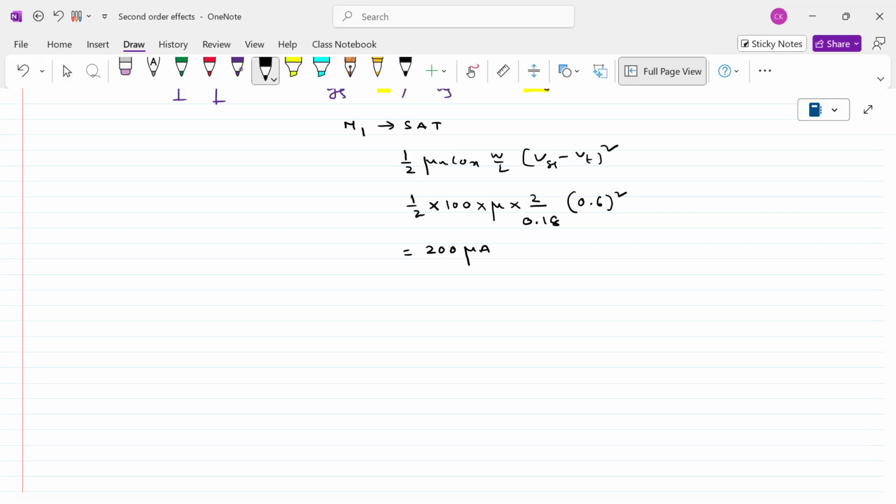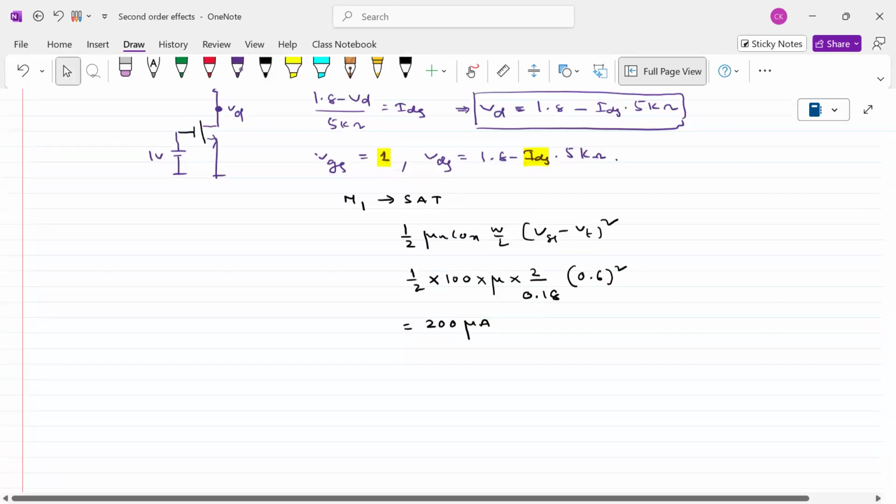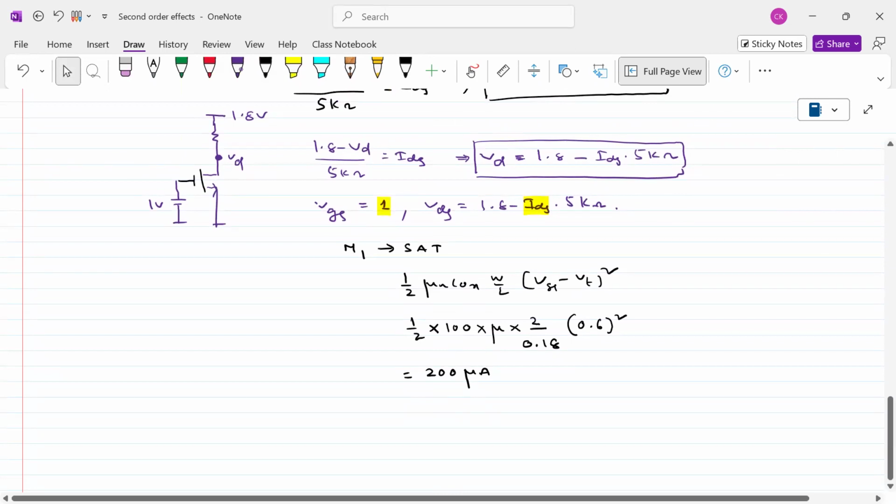This is how we assumed that the transistor is in saturation. Otherwise, you can start by assuming that it is in the linear region also. It doesn't matter. But our assumption should be correct when you keep this particular current in the VDS equation and compare these two things, VGS and VDS. If VDS is greater than VGS minus VT, then we can say that our assumption is correct. Is this point clear? What is the VDS here now?